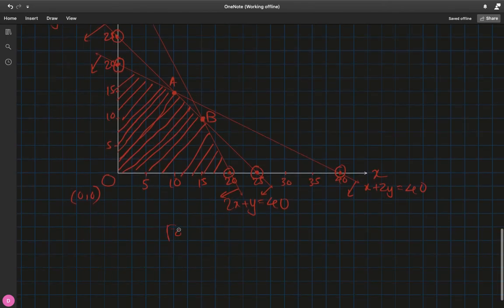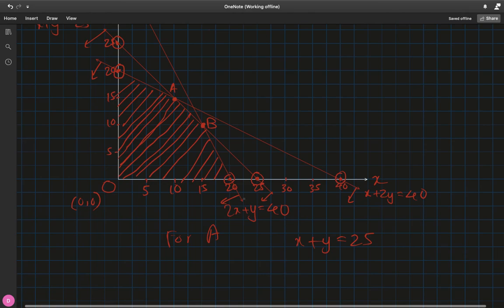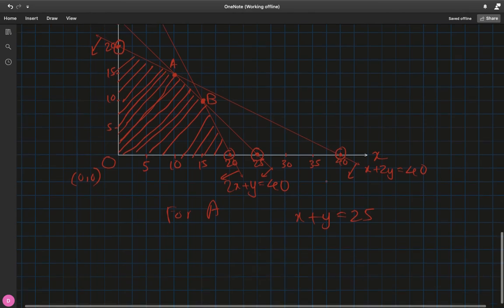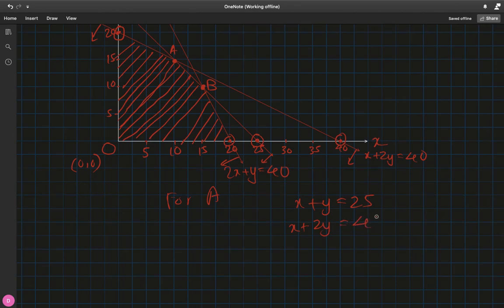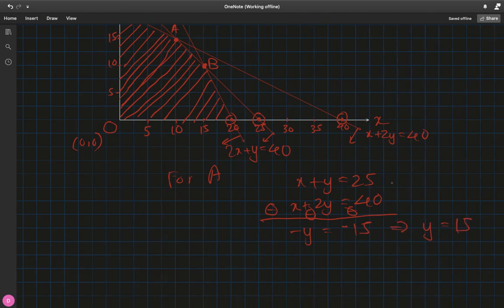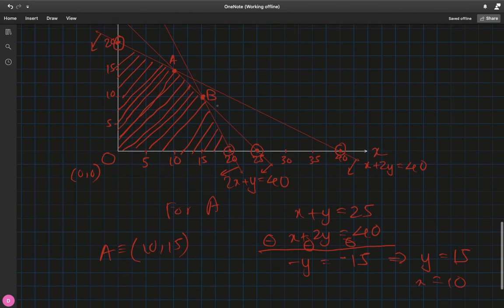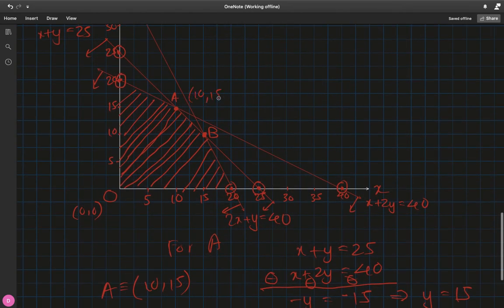So for point A, it's the intersection of x plus y is equal to 25, and this line x plus 2y is equal to 40. Okay, you have negative y is equal to negative 15, which means y is 15, and when you plug it into this first equation, you have x equaling 10. So A now is 10 comma 15, and you can see from the graph, 10 comma 15.